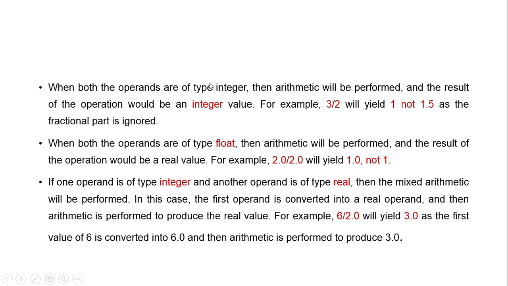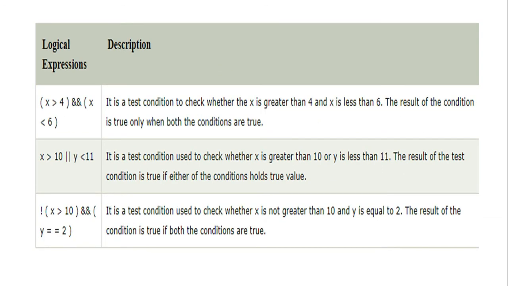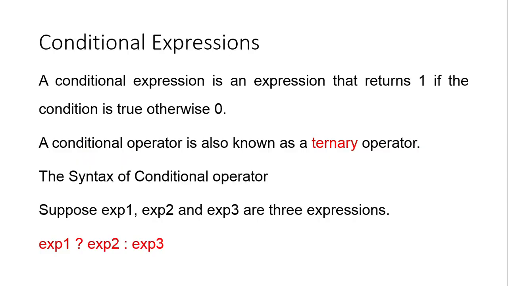And the relational operators give the relational expression. Logical expressions use and, or, and not, which we have discussed in the operator section, so that is common. And the conditional expression is a very new concept using the ternary operator. Ternary means three operands, where operand means variable. So it is a new concept.